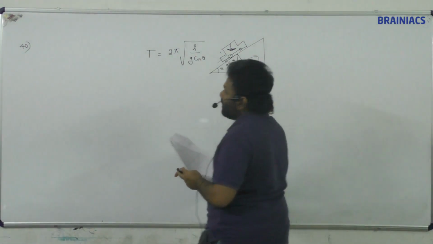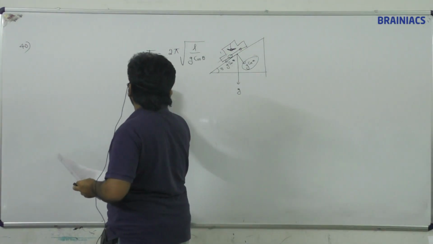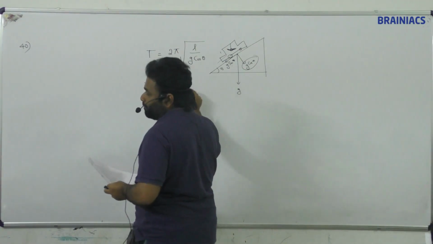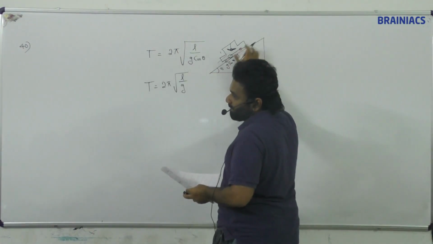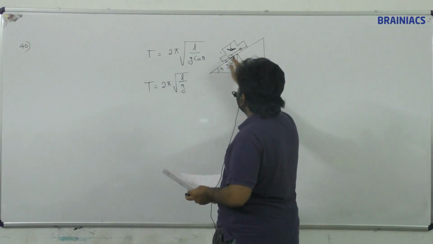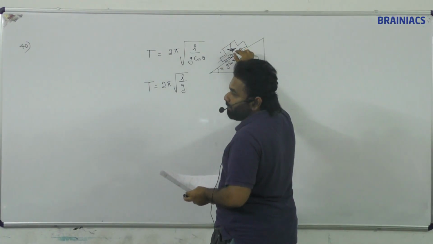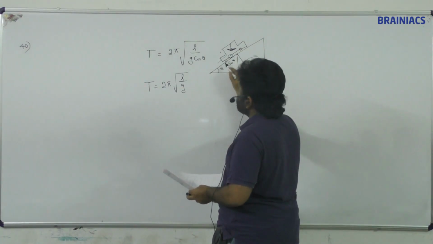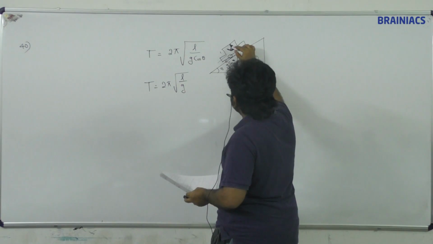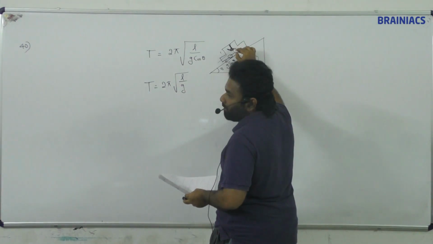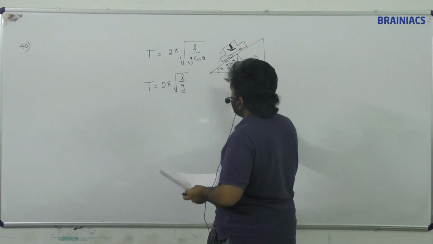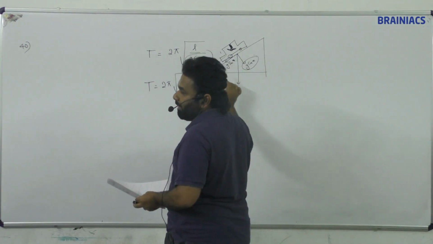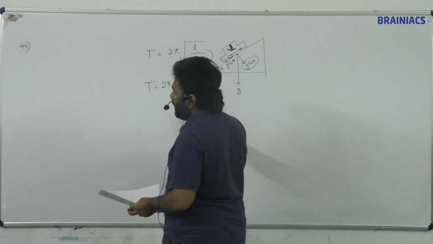The regular time period equation is 2 pi into root of L by g. If the pendulum is attached to the roof of the car, you will have to replace this g with g cos theta. That is the only difference that is going to come here.